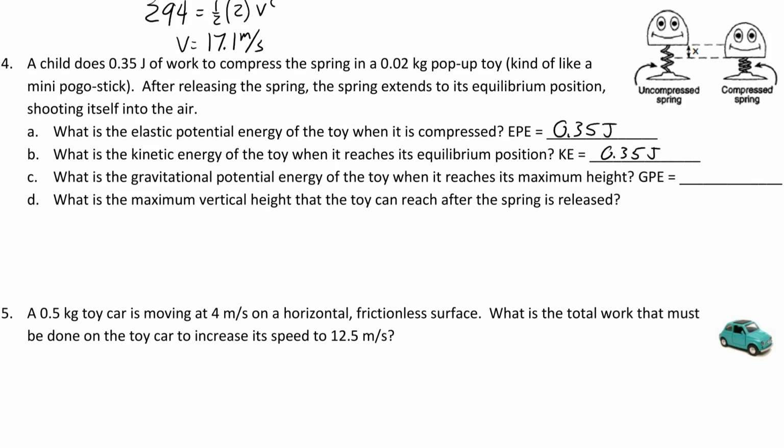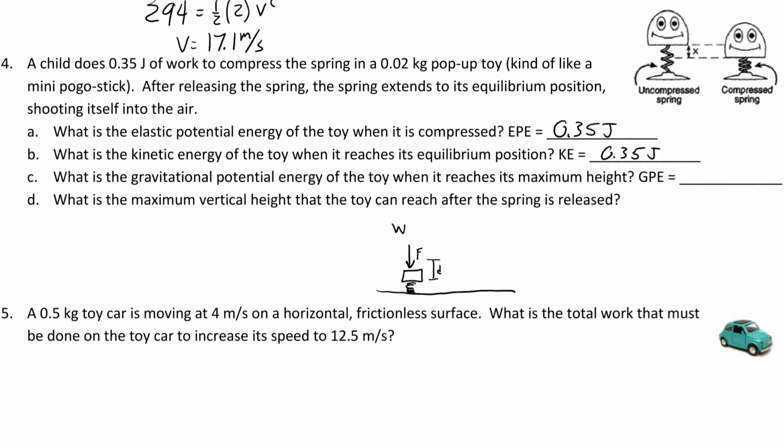So now it's shooting itself up into the air, and it says, what is the gravitational potential energy of the toy when it reaches its maximum height? So you have the compressed spring, and you got this spring compressed by exerting a force over a certain distance.